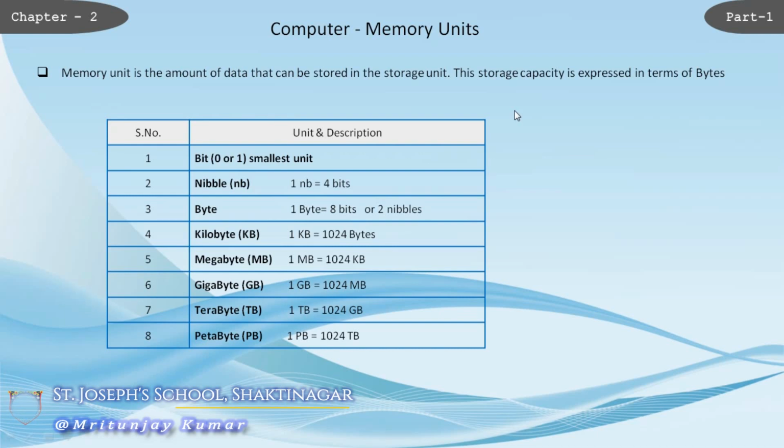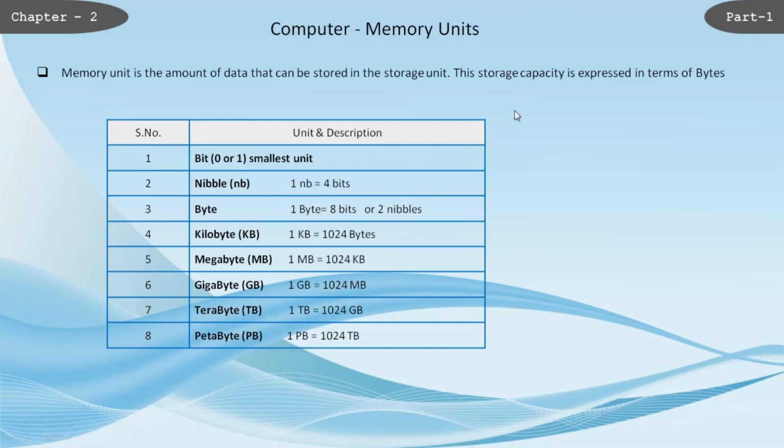The smallest unit of the computer memory is bit, that stores either 0 or 1. 4 bits is equal to 1 nibble. Similarly, 8 bits is equal to 1 byte. 1024 bytes is equal to 1 KB. 1024 KB is equal to 1 MB, that is megabyte.